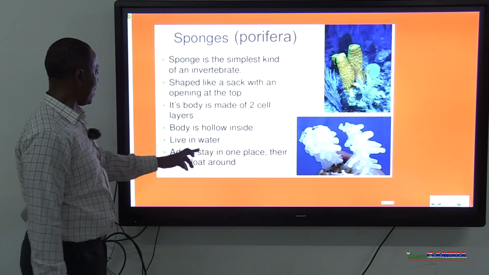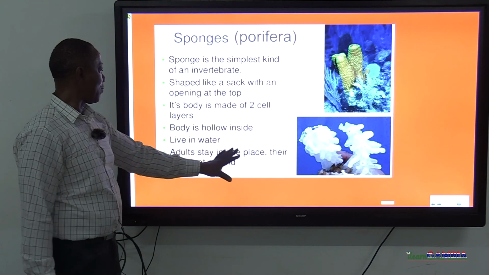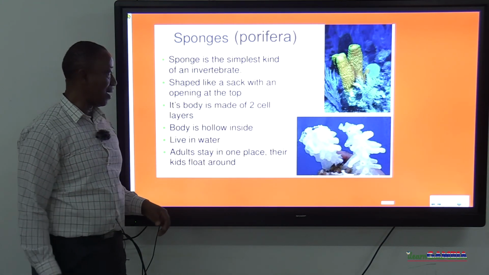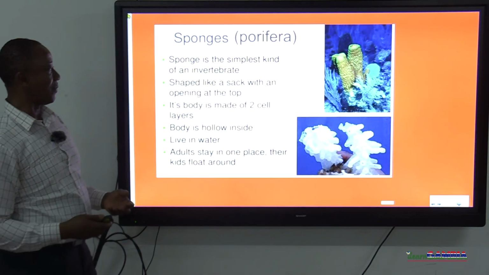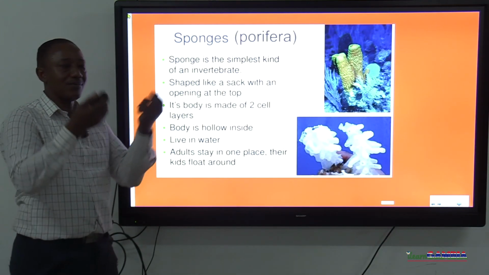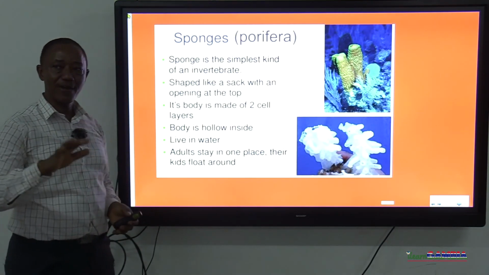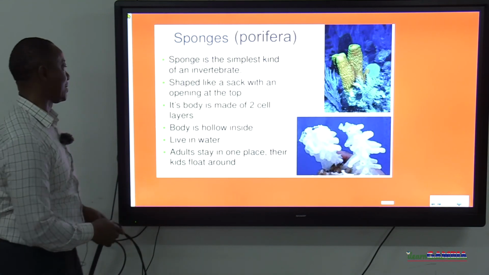Okay, they live in water. The adults stay in one place, but their young ones are not yet attached, so they can be floating until they can find somewhere they can attach themselves and stay there permanently.